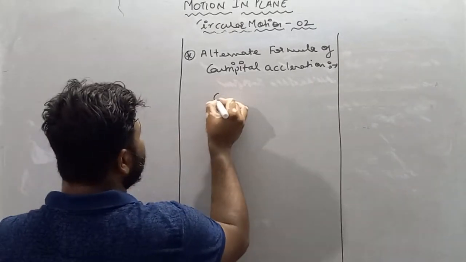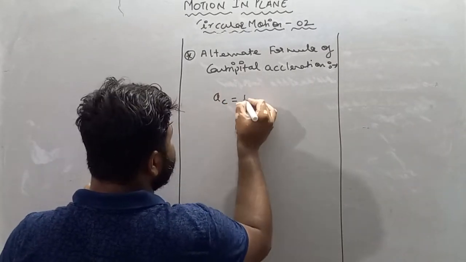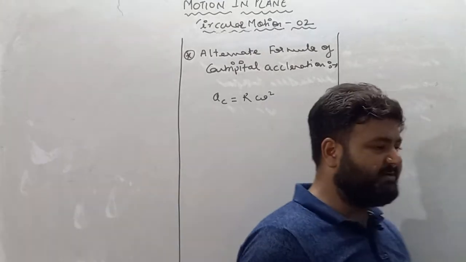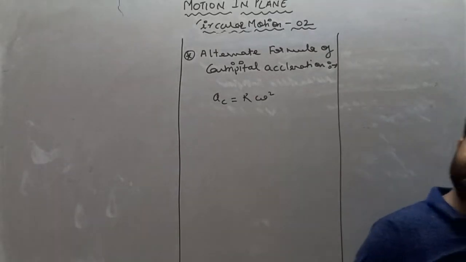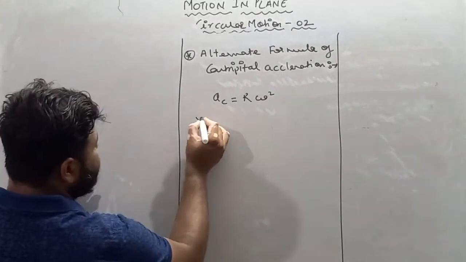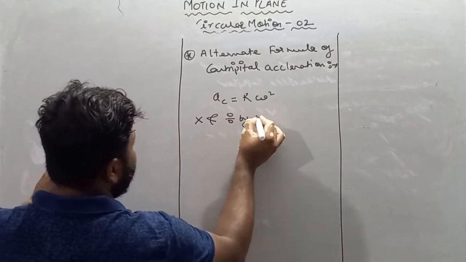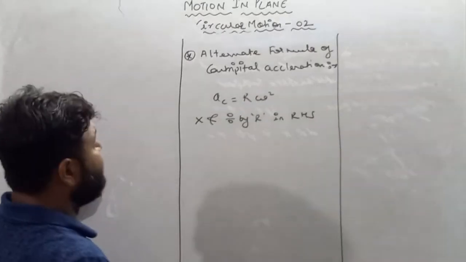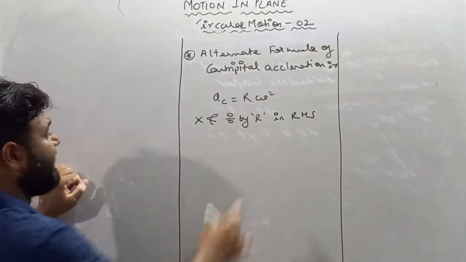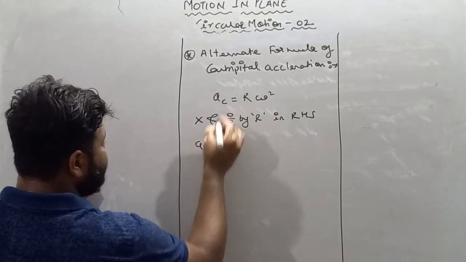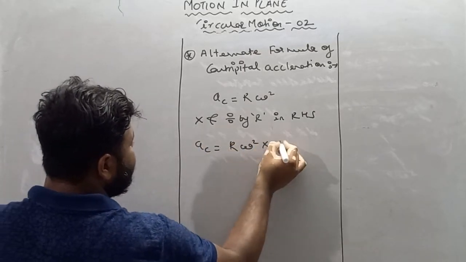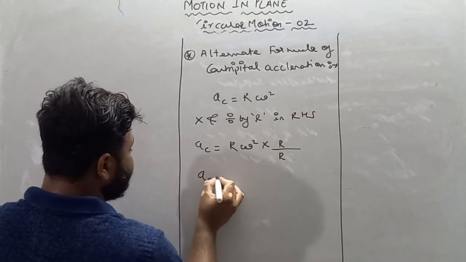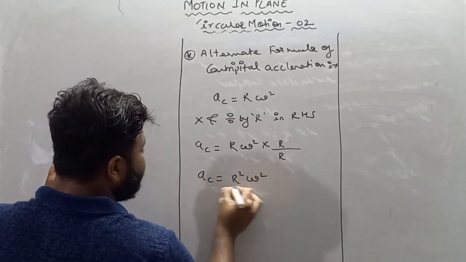So as we all know, centripetal acceleration is nothing but r omega square. I'll multiply and divide by r in the RHS, where r is the radius of the circular track. So we get AC is equal to r omega square multiplied by r divided by r. Now what do we get, my dear student? R square omega square by r.